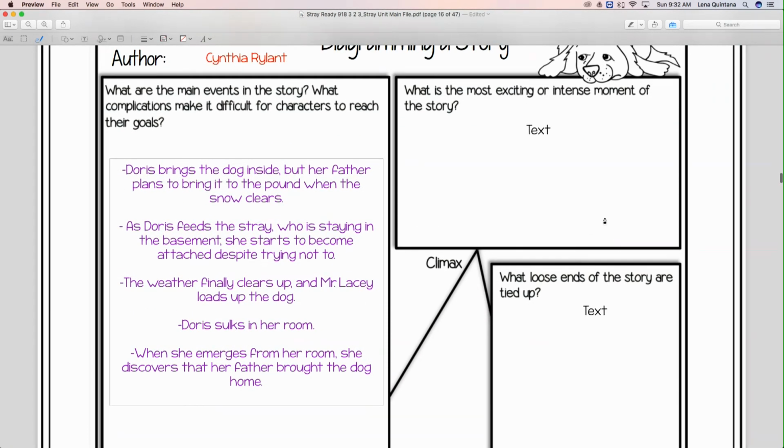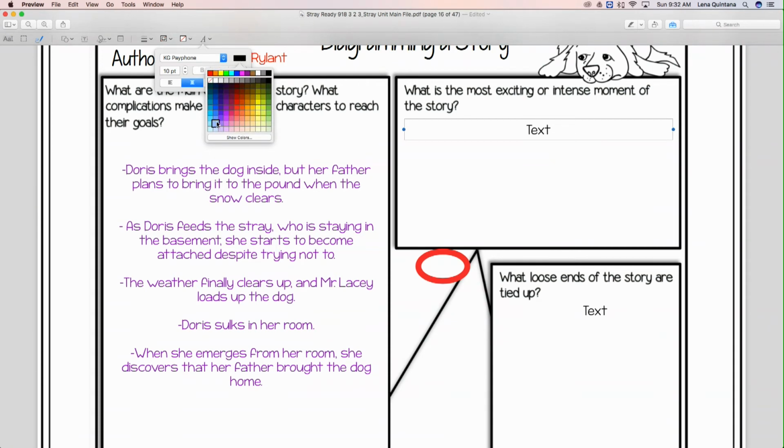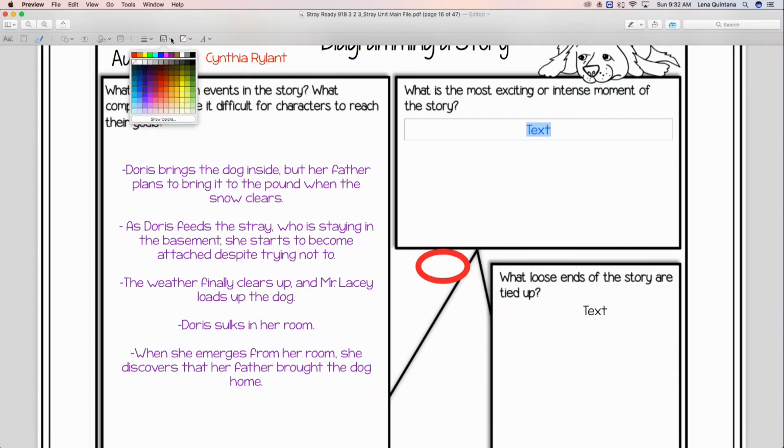All right, so moving on to our climax. This is the most exciting and intense moment of the story, and it just seems that everything's gonna fall into place. I'm gonna change my color again. So when Doris finally emerges, she discovers that her father did not leave the dog at the pound. So can you imagine?